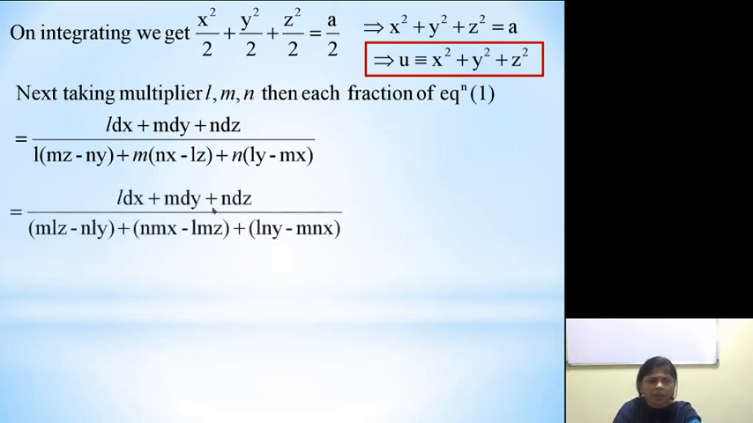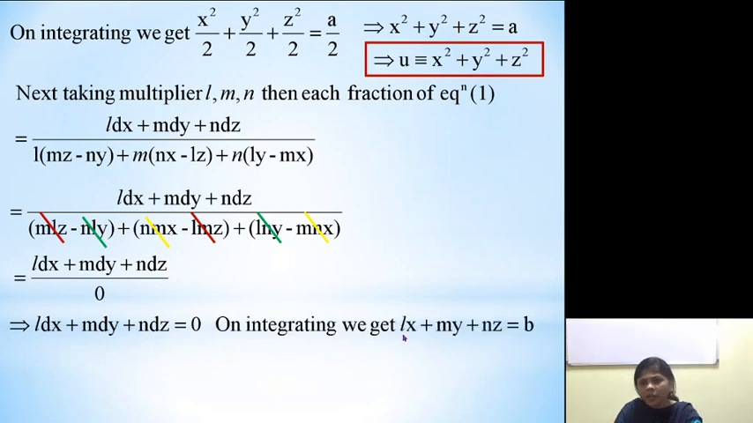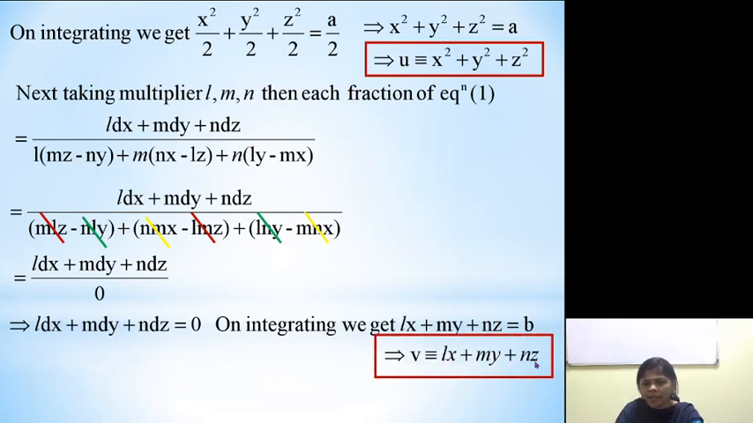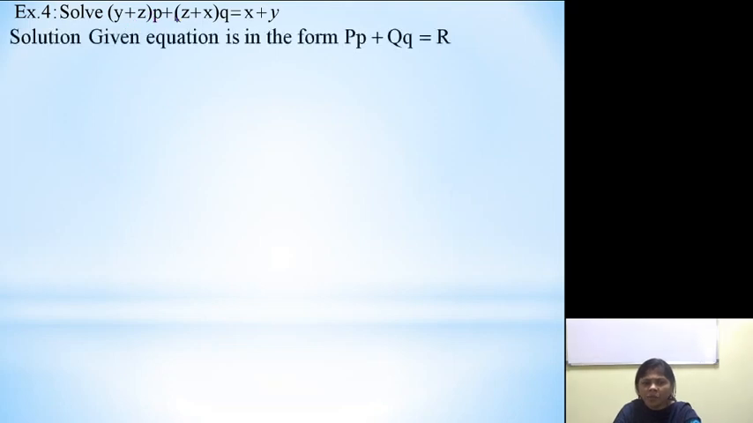Work it out in the same way. You will find it will reduce to 0. So l dx plus m dy plus n dz equal to 0, which on integration gives us a desired solution. So therefore v is lx plus my plus nz. Hence we have the final solution as phi of u, v equal to 0. Substitute u and v.